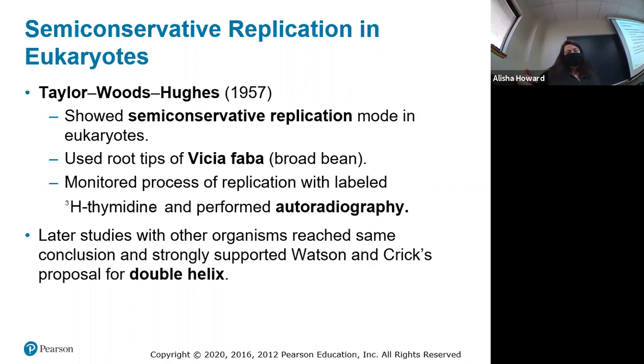It's called autoradiography, but the sheet of paper that shows the exposure is called an autoradiogram. Later studies with other organisms also reached the same conclusion and support an overall picture of semi-conservative replication across every organism, supporting the Watson and Crick theory.